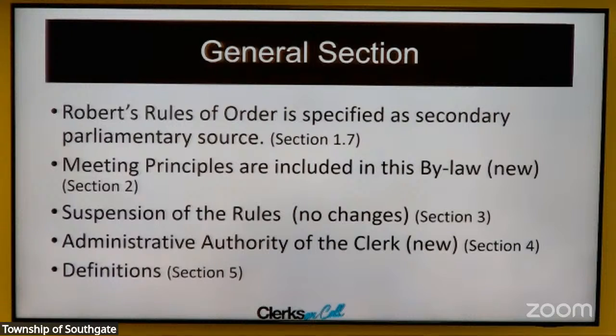And we've also included the meeting principles that we mentioned earlier to help establish a foundation for the rest of the bylaw. And the new draft bylaw still allows for a suspension of rules should it become necessary during council's deliberations. And there is a new section that allows the clerk to make administrative changes to correct minutes, bylaws, and such without the need to actually have to come back to council for formal amendments when it's just a little minor correction. And we've updated the definitions section by adding some new definitions and expanding some of the existing ones to enhance everyone's understanding of the various terms.